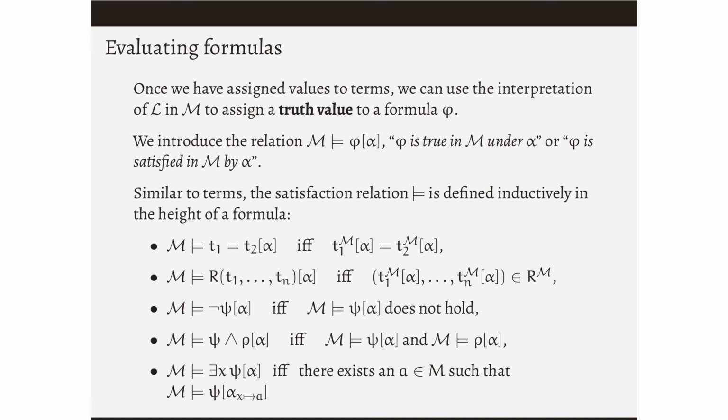Now that we have values assigned to terms, we can move to formulas. So we can use the interpretation of formulas and values in M to assign a truth value to a formula. The basic relation here, in this notation, you can think of as meaning phi is true in M under the assignment alpha. Or sometimes it's thought of as phi is satisfied in M by alpha.